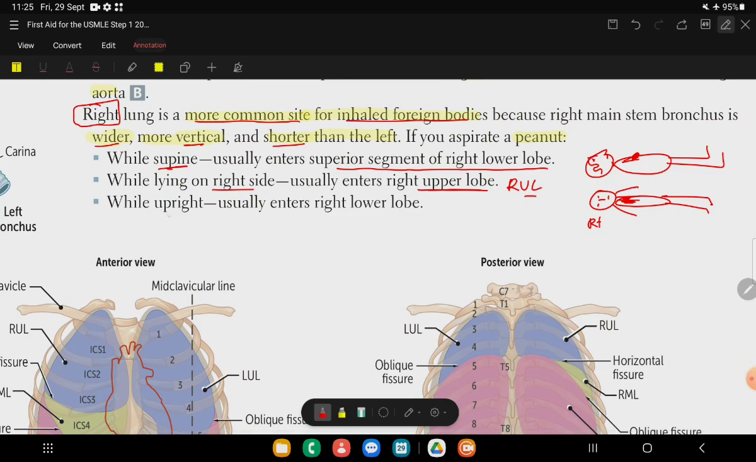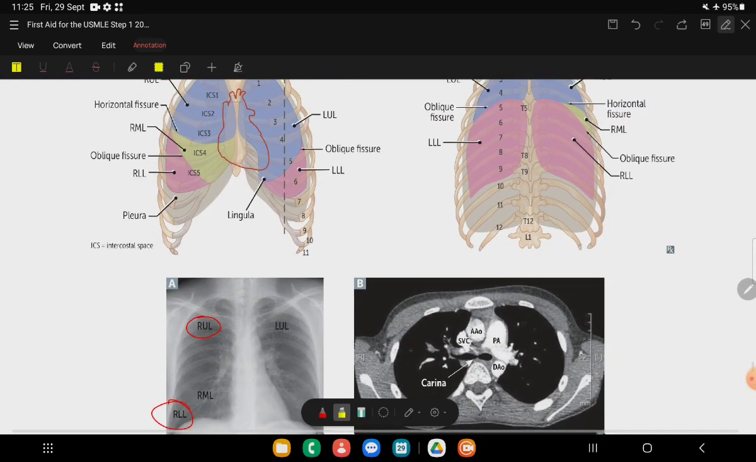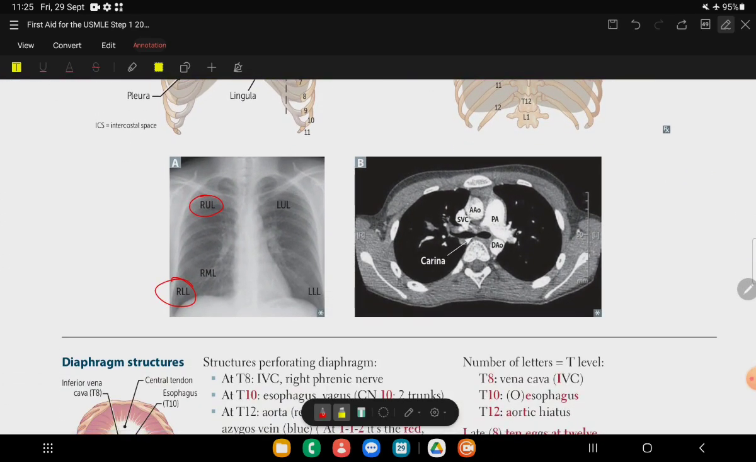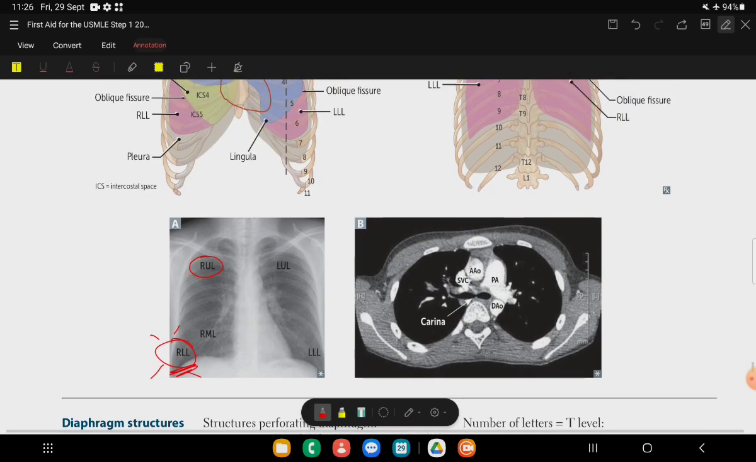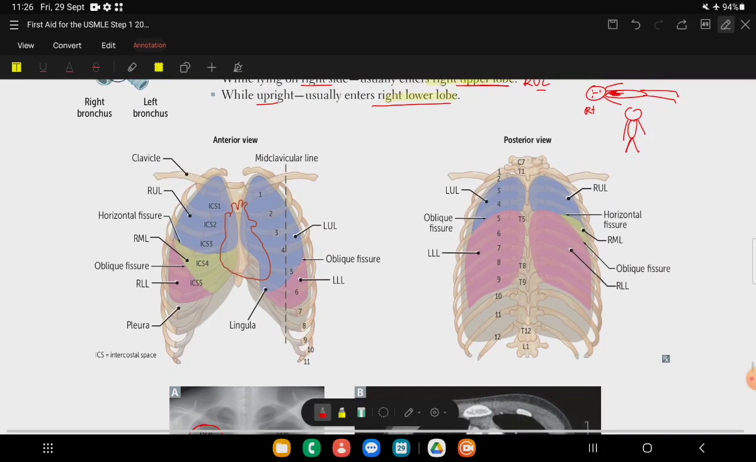While upright, it usually enters the right lower lobe. Upright means the person is standing or sitting. So we can say right lower lobe, right upper lobe, and right lower lobe. Most important thing: the right middle lobe is least affected. In the exam, most commonly right lower lobe is going to be the answer, and when the person is lying down on a bed, right upper lobe is supposed to be the most accurate answer.